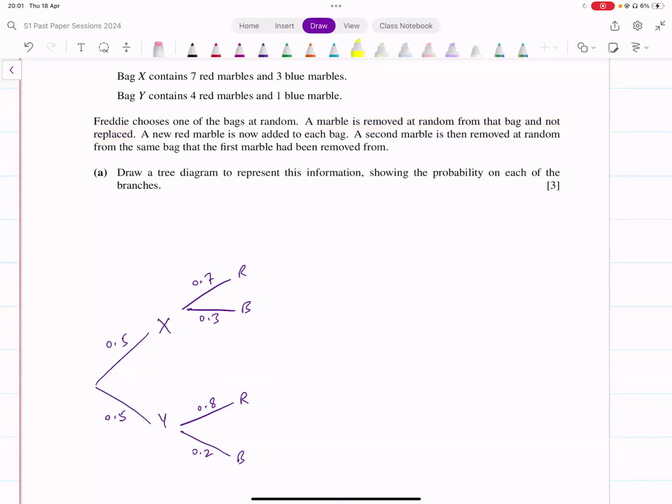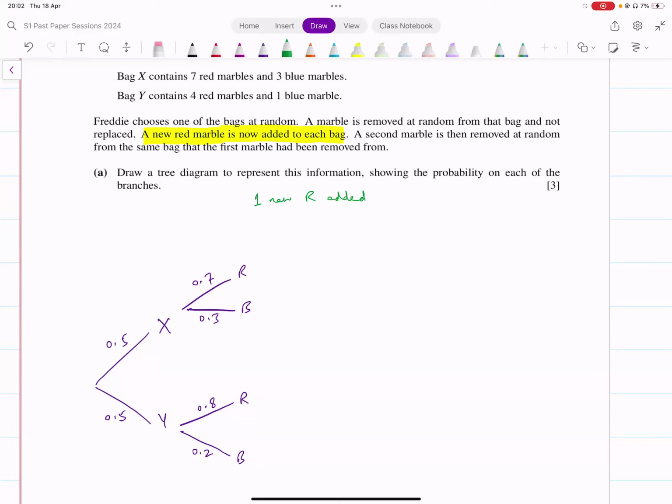The next thing that's happening is a new red marble is now added to each bag. Okay, so now they're adding a red marble to each bag. There's no probability involved here, so we're not going to have any branch for this. It's just that initially we had 7 red marbles and 3 blue marbles and 4 red marbles and 1 blue marble in both of those bags. Now, after this first step, one new red is added.